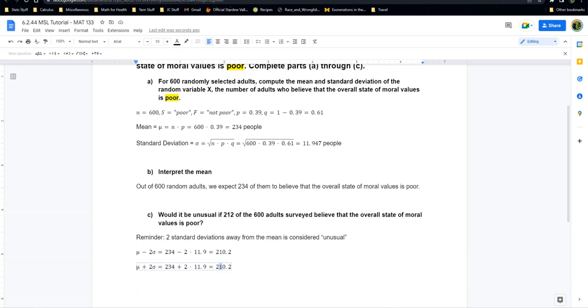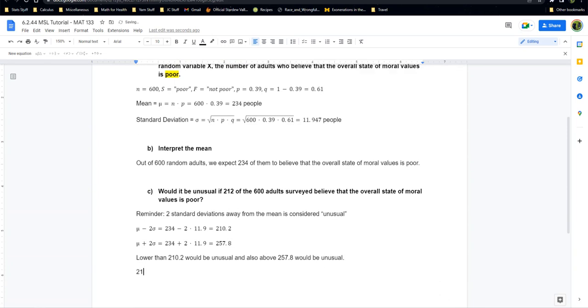So anything between those values is usual, if you will, right? Something I expect, right? So you'd have to be lower than 210.2 to be unusual, and also above 257.8 would be unusual. 212 is neither, so therefore 212 is not unusual. There we go.